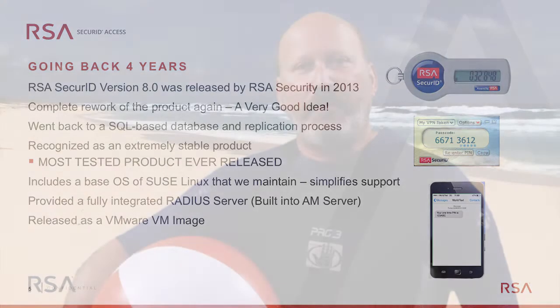We provided a full RADIUS engine. We took Steel-Belted RADIUS and built it right into the Authentication Manager server. And when we got to 8.1, we also released it as a VM image, meaning we went back to delivering it as an appliance on an image.